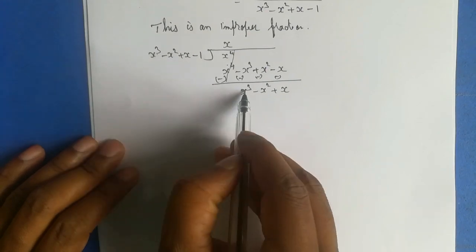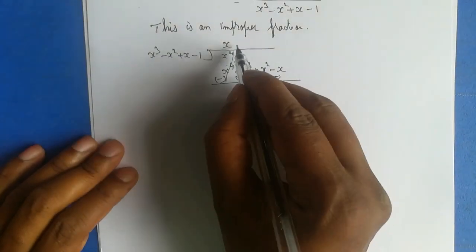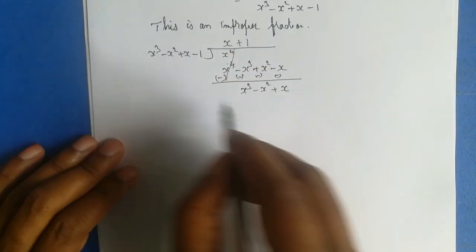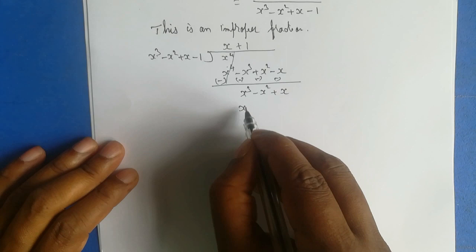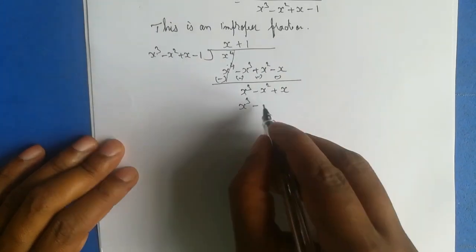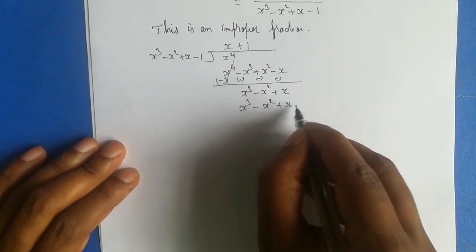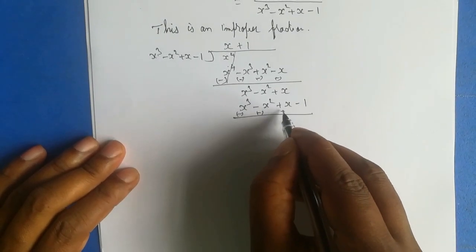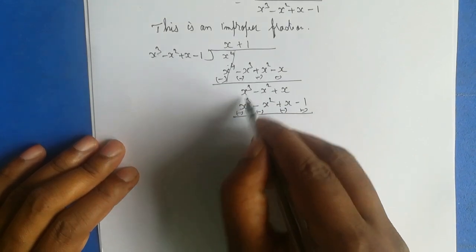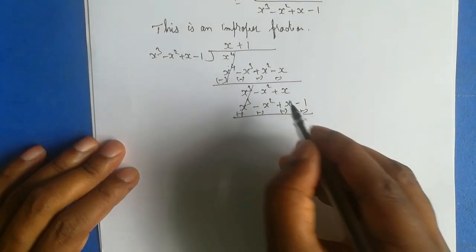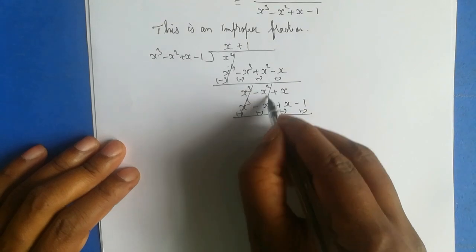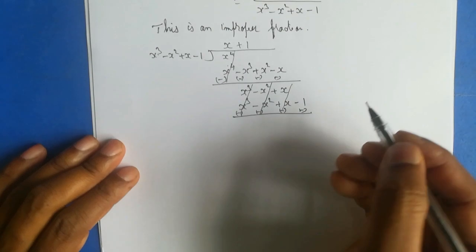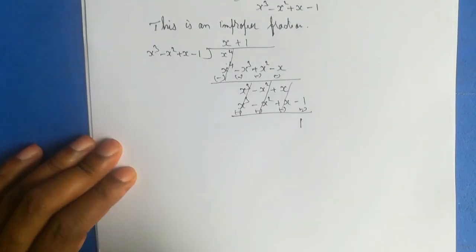Now again, the degree remains same. So we'll put some term to get the same (x³). 1 × (x³) = (x³). Multiply 1 throughout. Put minus sign. (x³) − (x³) will get cancelled. (-)/+, so this will get cancelled. (+)/-, this will get cancelled. Minus into minus is plus, that is 1.